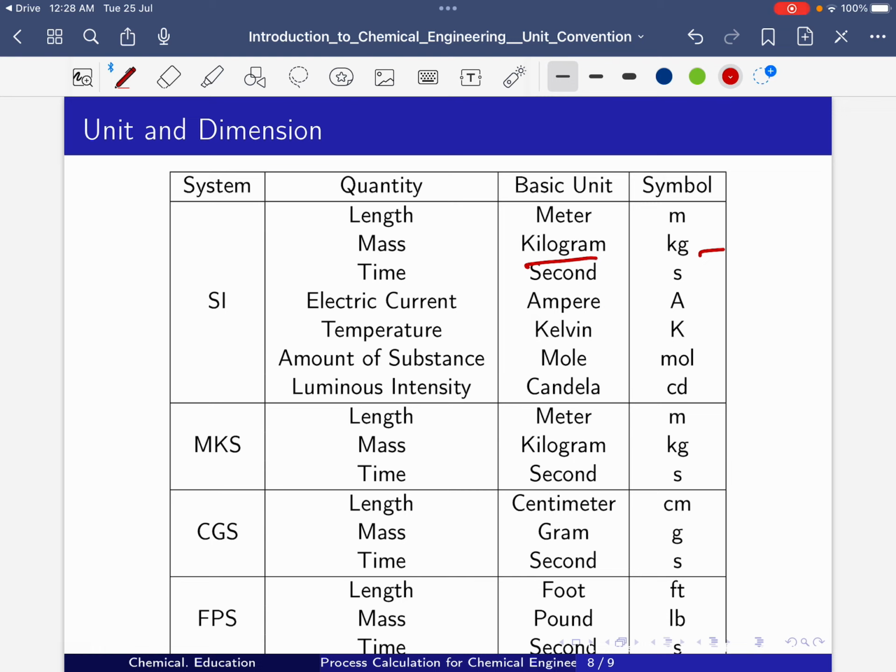MKS and the international system are nearly the same. In the international system length is meter, in MKS mass is kilogram, and time is second. In CGS, length is centimeter, mass is gram, and time is second. In FPS, length is foot, mass is pound, and time is second. The symbols are ft for foot, lb for pound, s for second, cm for centimeter, g for gram, kg for kilogram, and m for meter.